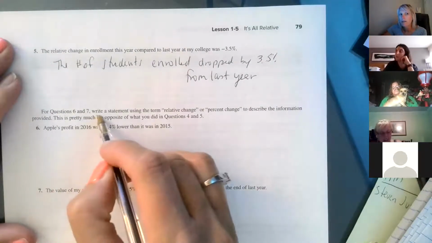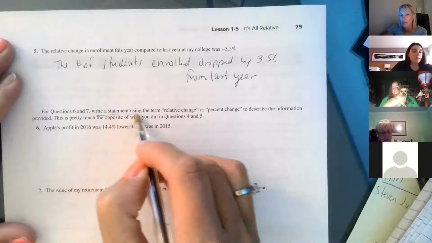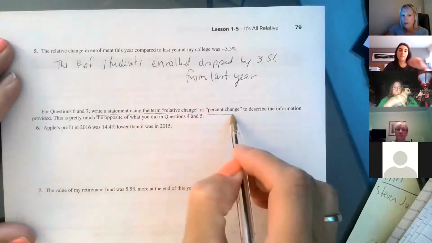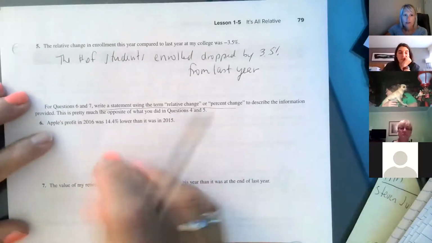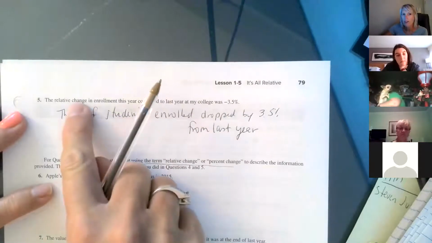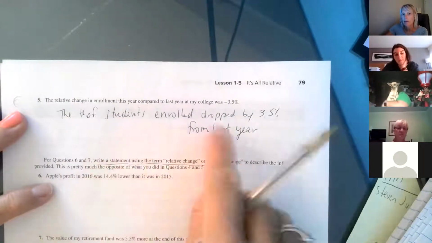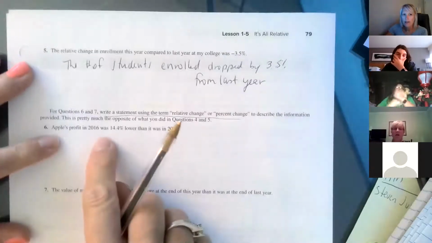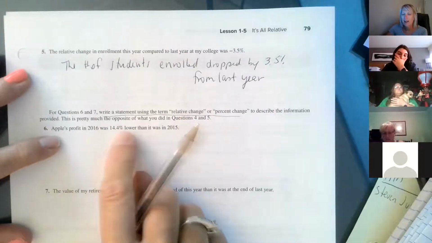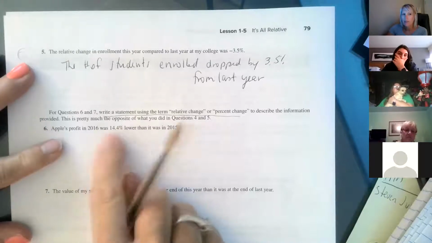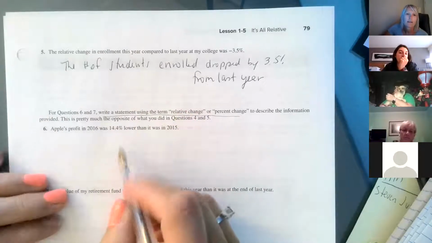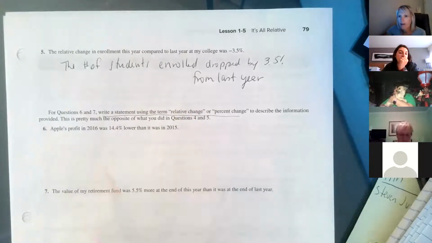It says write a statement, so it's not doing any calculations. It's just saying write a statement using the term relative change or percent change. So before, up here, they wrote relative change and we had to use a word to describe that. So we said dropped because it was negative. Now they're giving us the percent change, but we need to use the words relative change or whatnot.